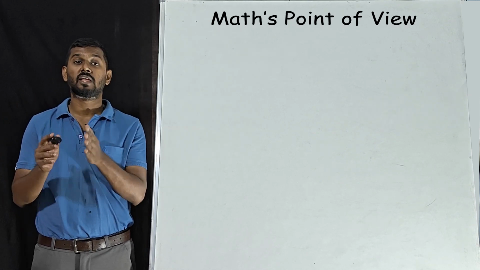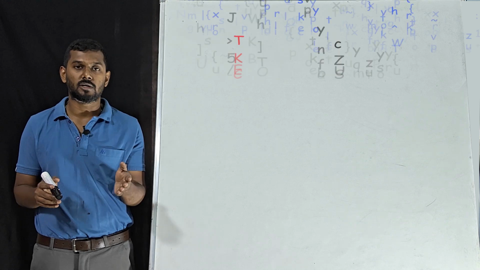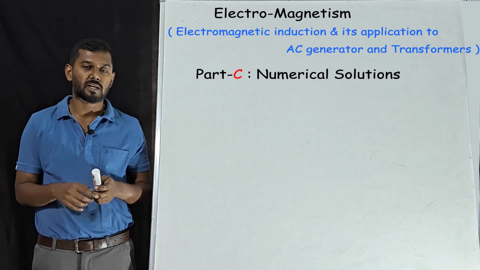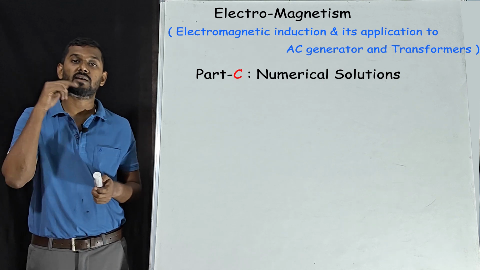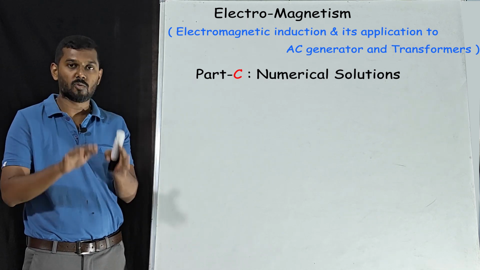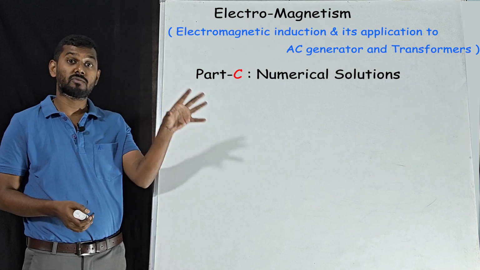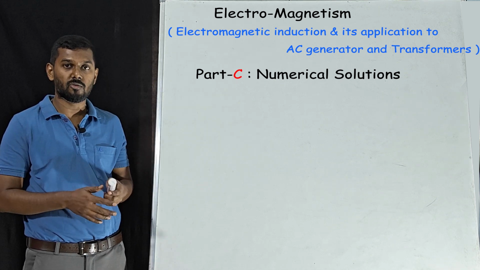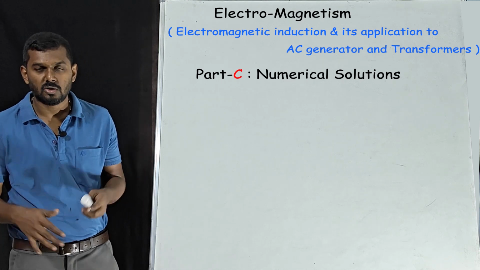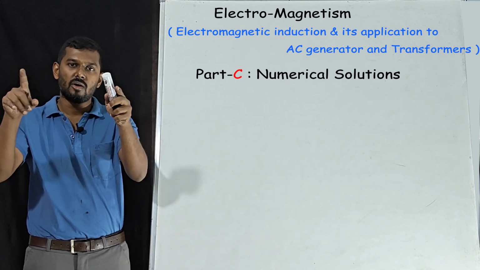Today we are going to solve each and every numerical from the chapter Electromagnetic Induction and its application to AC generator and transformers. This is part C of Electromagnetism. Here we are going to solve all the numericals. Before watching this video, watch the concept video as well as the theory video first. Then you will understand all the numericals in an easier way. So without wasting any time, we'll start with our first question.